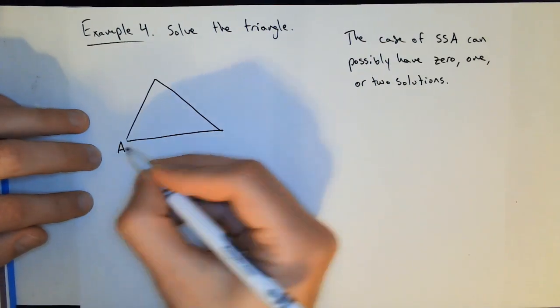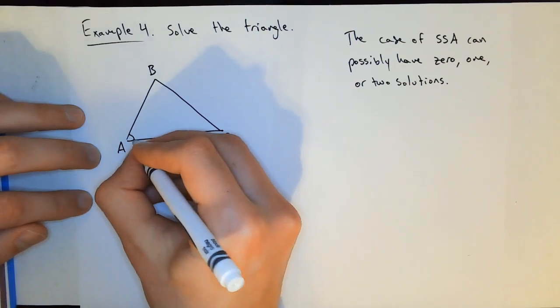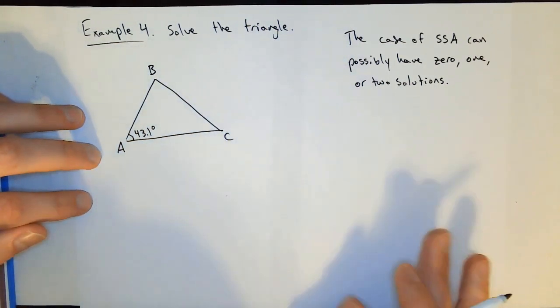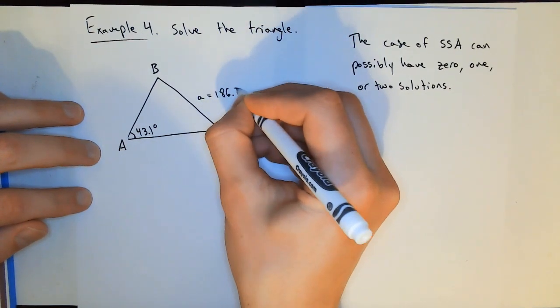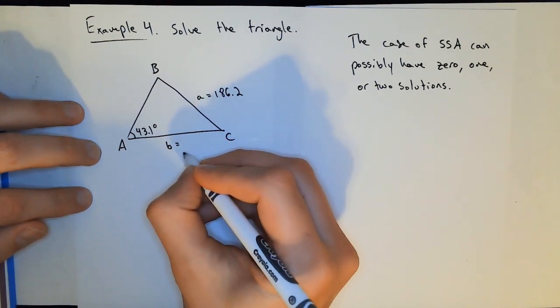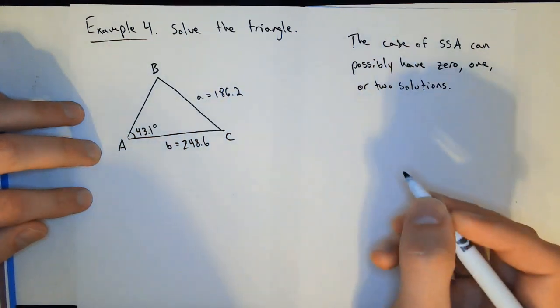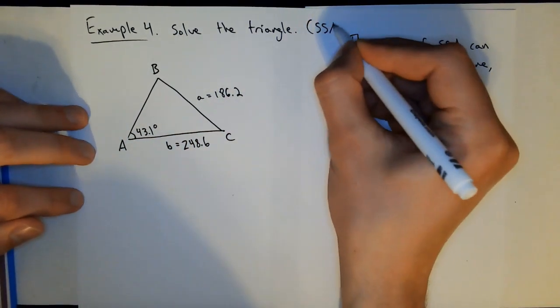Well, let's make angle A here, angle B here, and angle C here. This angle is given as 43.1 degrees. Side a, little a, is given as 186.2, and side b is given as 248.6. So this is a side-side-angle case.